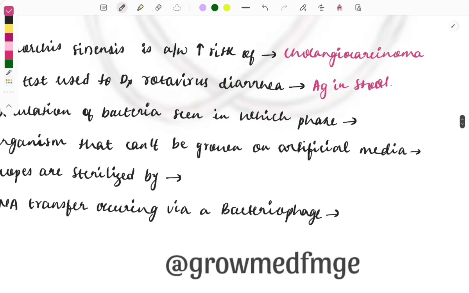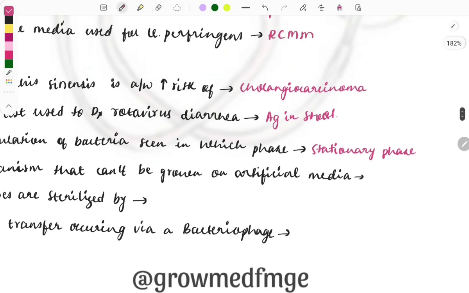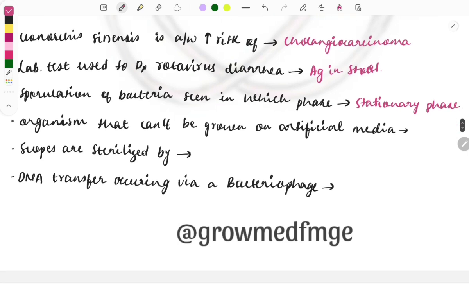Sporulation of bacteria is seen in which phase? So it is seen in the stationary phase. Okay, so this one is also an important topic, the phases of the bacteria, like what all will be happening in which phase, the lag, the log, the stationary and the declining phase. So have a look at that also.